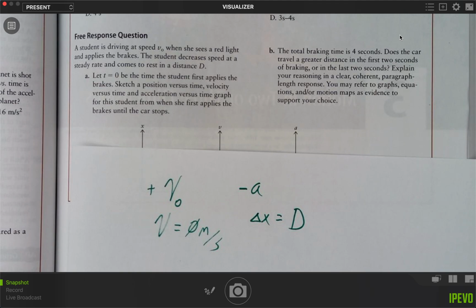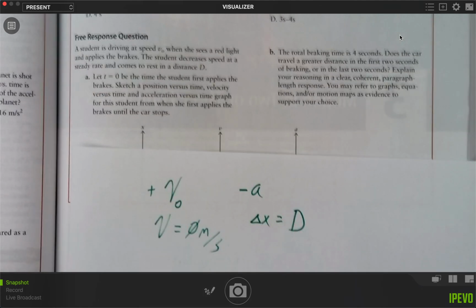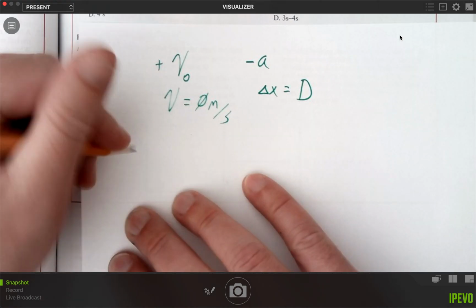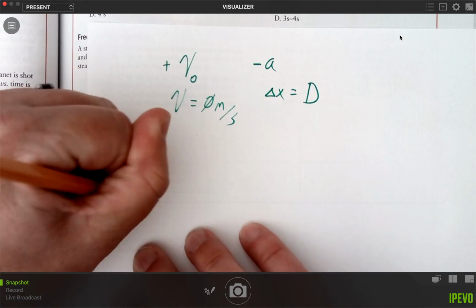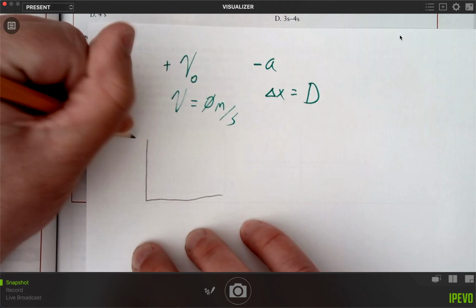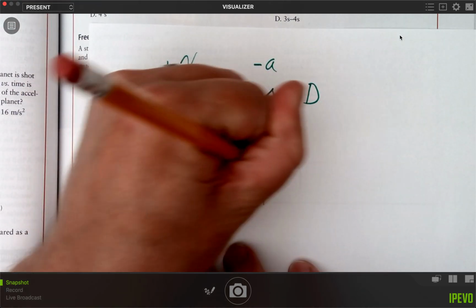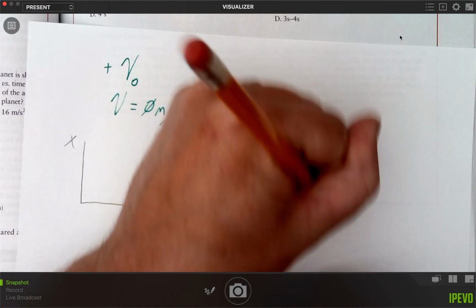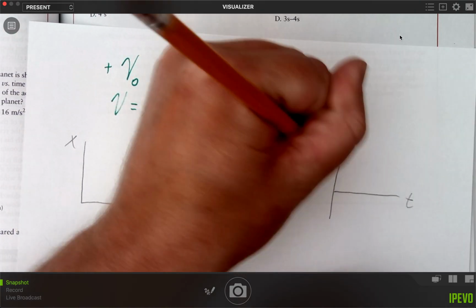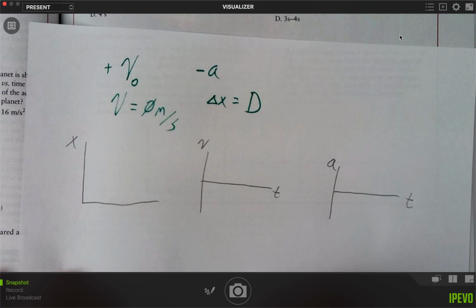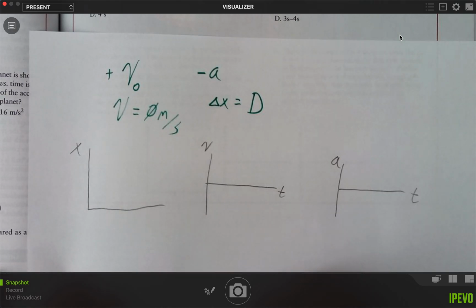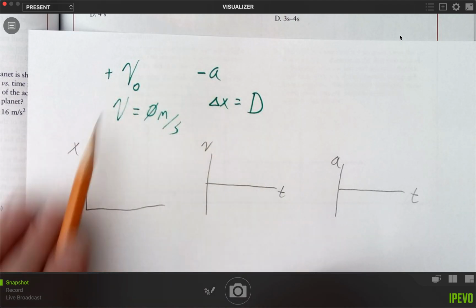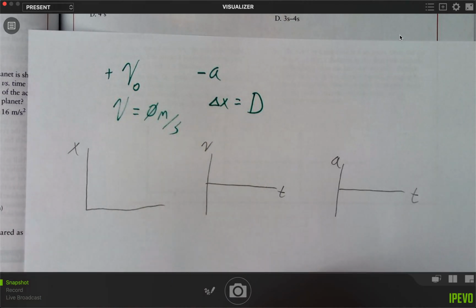I'm not so bold to make my graphs in pen, so I'm going to make it in pencil. What we're going to try to do is sketch our displacement versus time graph, a velocity versus time, and an acceleration versus time. You could start anywhere you want to start. I know sometimes, looking at all this, you're like, I have no idea where to start. And I know sometimes that's how it is.